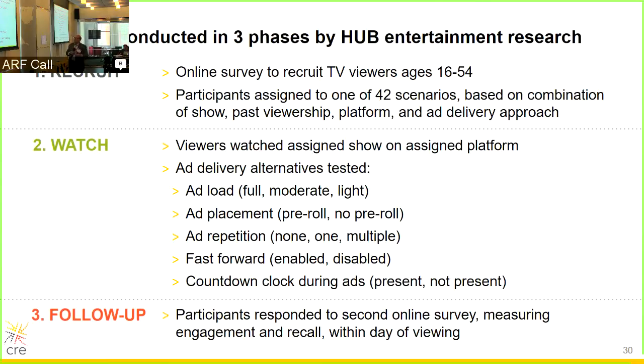The key variables: we wanted to test ad load, a full ad load, a moderate ad load, and a light ad load. Ad placement, whether it's a pre-roll or no pre-roll. Ad repetition, some ads were not repeated at all, some were repeated once, some more than once. In some cases, we disabled fast forwarding, and in some cases we allowed it. And something I'm just barely familiar with, but learned something about, is a countdown clock. What does a countdown clock do in the midst of an ad pod? Then we got back to people the next day and asked them questions online. So that was the basic setup.